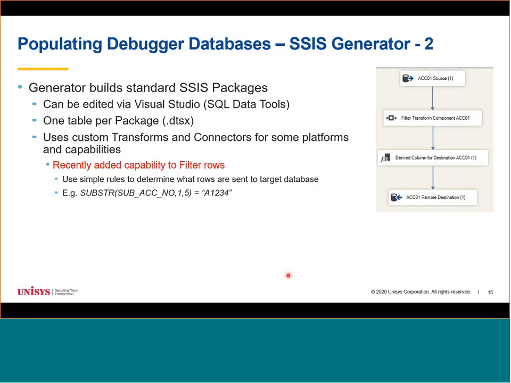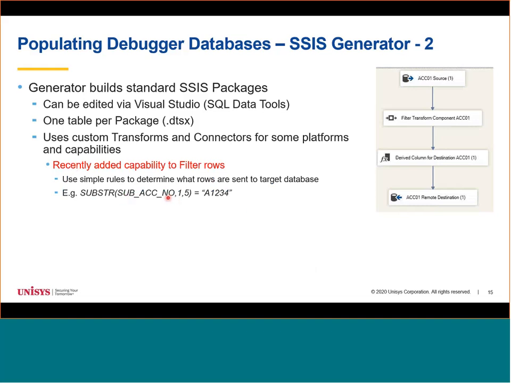One of the other things we've recently added to the toolset is the ability to filter rows. What we do with this is, using some simple rules, we can effectively limit the rows that are sent to the target database. So here's an example of the rule.